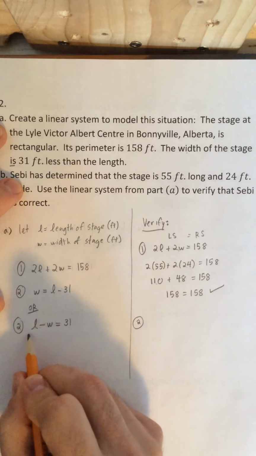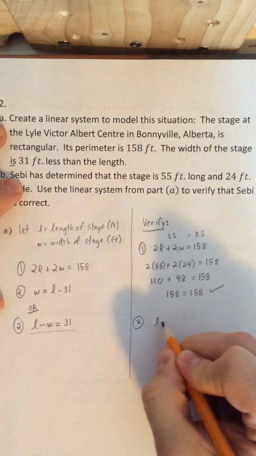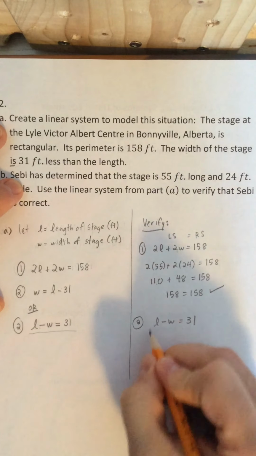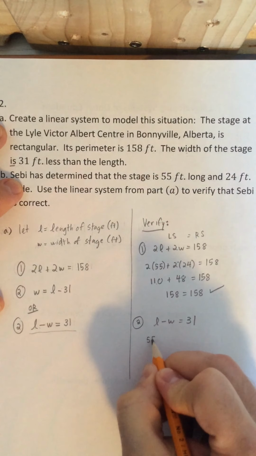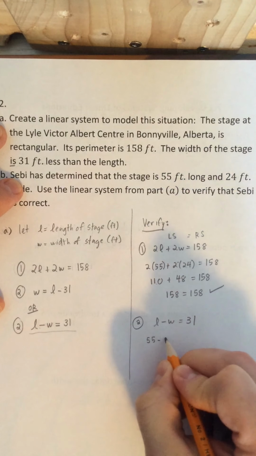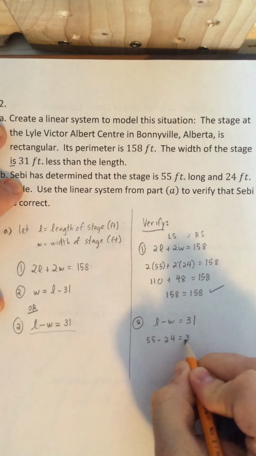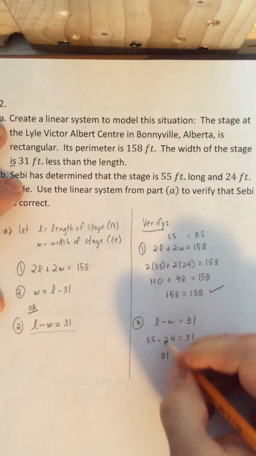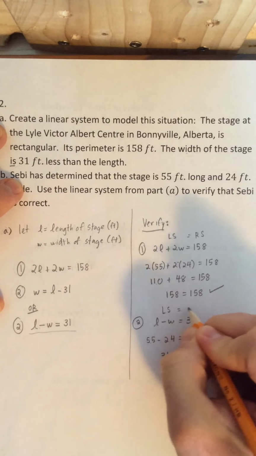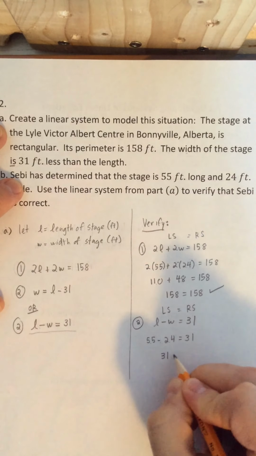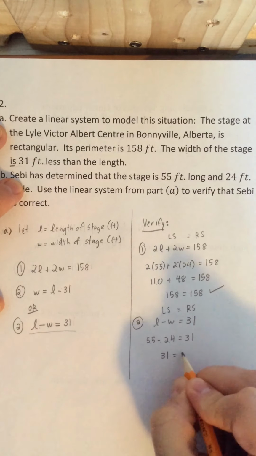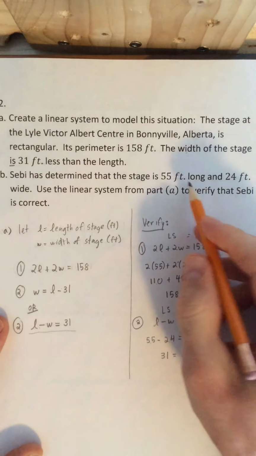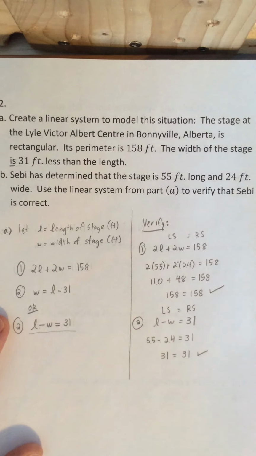So if I use the second equation, I'm going to use this one here. The length minus the width is equal to 31. So again, what I'm going to do is substitute the length that was given, which is 55, and also the width which was given, which is 24. So 55 subtract 24 is 31. So again, I'm just working on the left side of the equation, and I'm going to verify that it is equal to the right side. So I subtract these and get 31, which is equal to the right side. It is verified. So since this works in both equations, this is the proper solution.